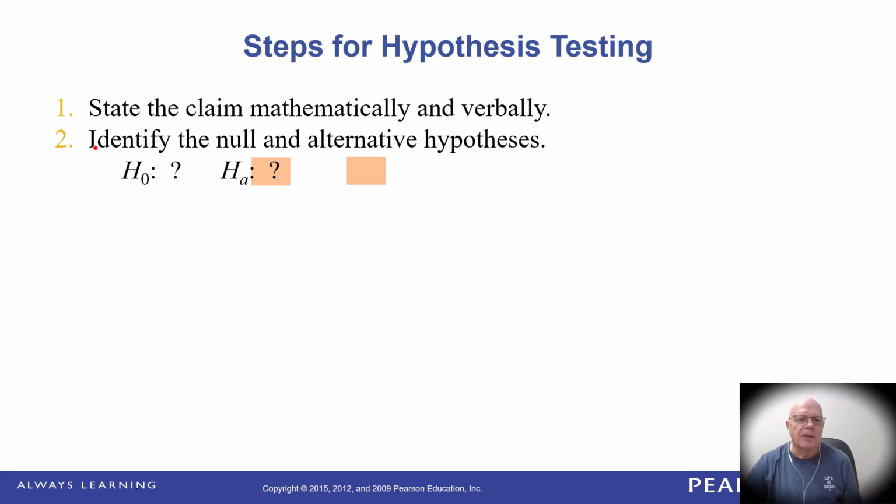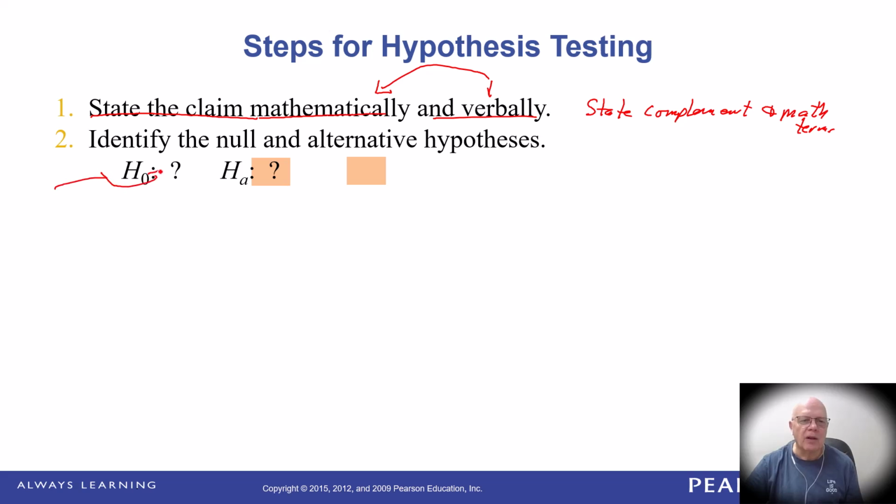So, steps. State the claim mathematically and verbally. Well, you'll see it verbally, and you'll convert that to math. Second, what isn't mentioned here is state the complement, and in math terms. The one that has equals will go here. The one that doesn't have an equals will go here.